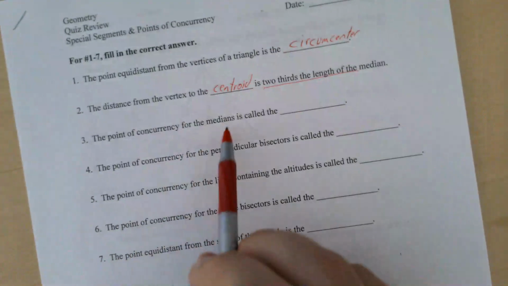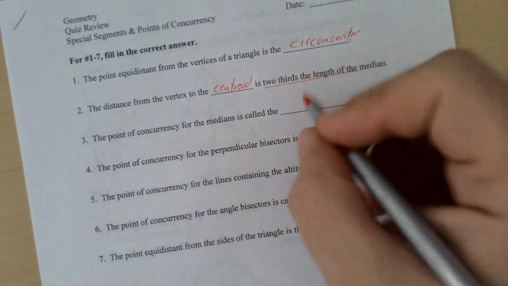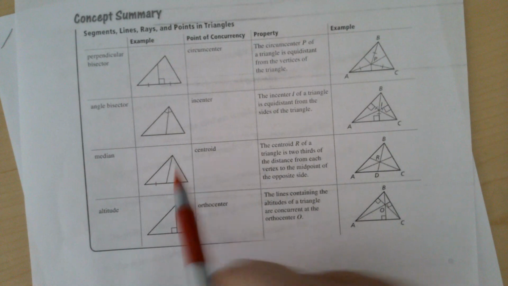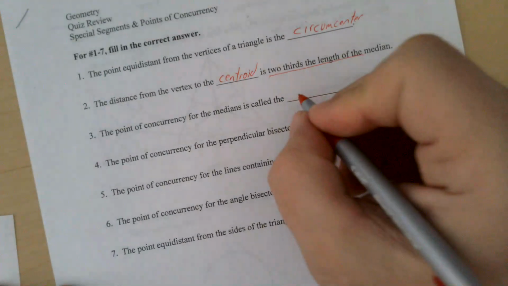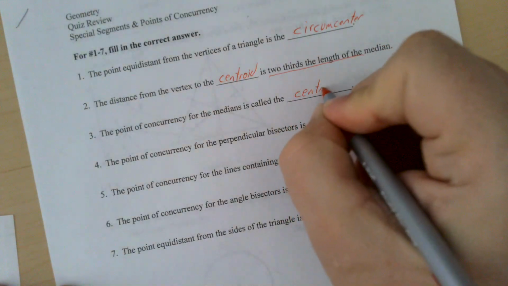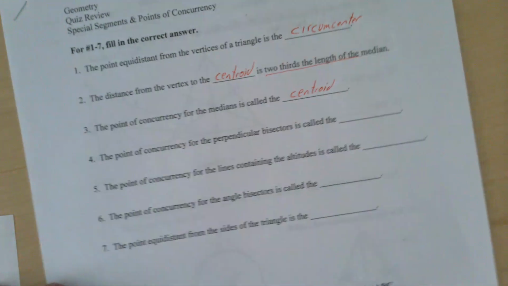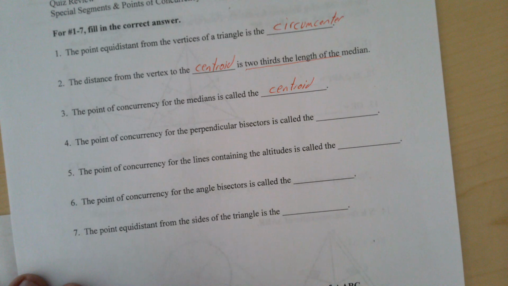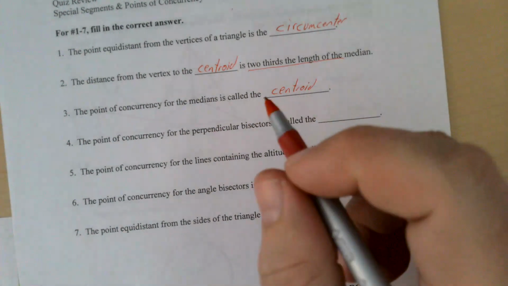Okay, the next one, it uses medians. Again, that is a centroid. I tell you right here, it's a median. You find all 3 medians. Where they intersect is called a centroid. Okay. So the point of concurrency that it's perpendicular bisectors, that is our circumcenter.